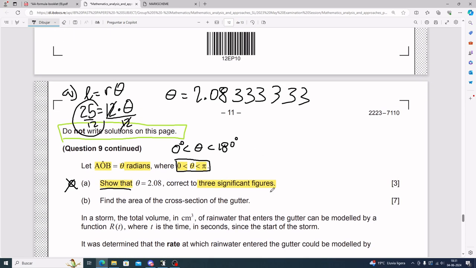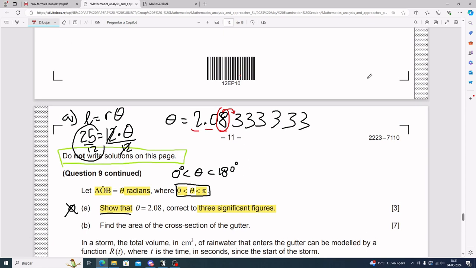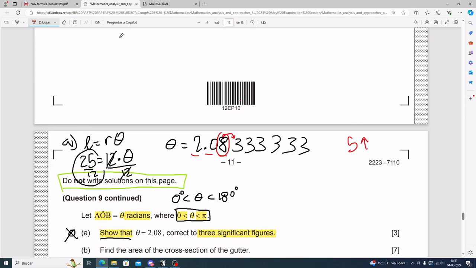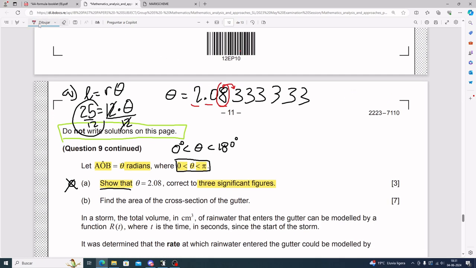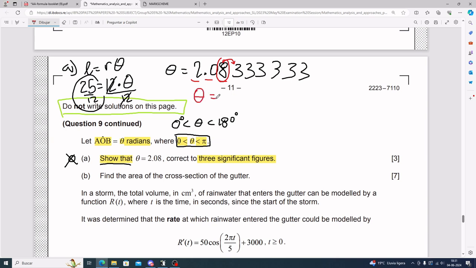Anyways, correct to three significant figures. That means you're going to be counting 1, 2, 3. And on the third one, you ask yourself, do you round it up or keep it the same? You keep it the same, because you would only round it up if the next digit was 5 or above. In this case, it's not 5 or above, so you leave it as 2.08. Technically, your final answer is 2.08 radians. All right, marvelous. And so that is for part A.